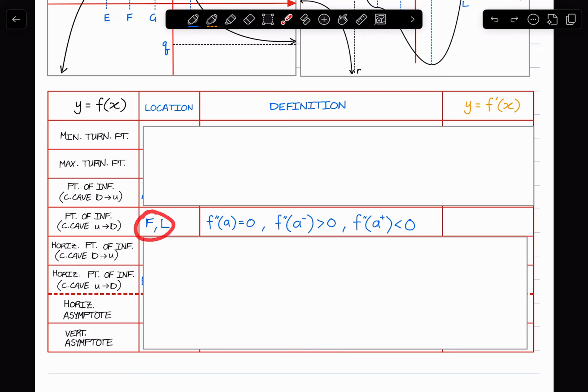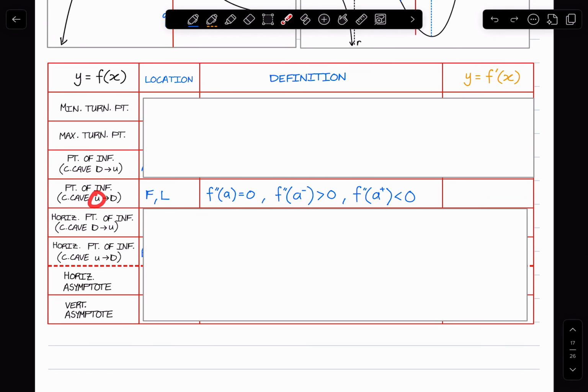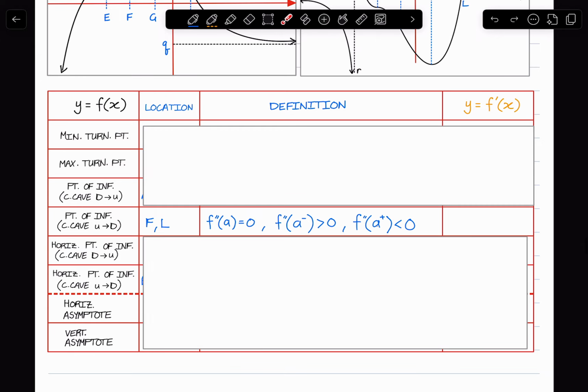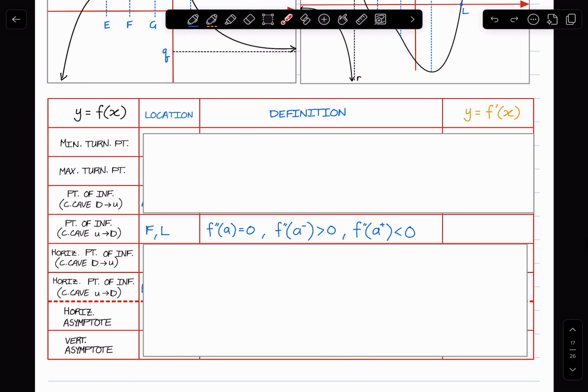So these two, let's demonstrate. F and L, I'm saying, are points of inflection from concave up to concave down. So F, let's see, it's concave up here, and then concave down. F is indeed a point of inflection. L is the same thing. It is concave up, concave down. It is indeed a point of inflection.